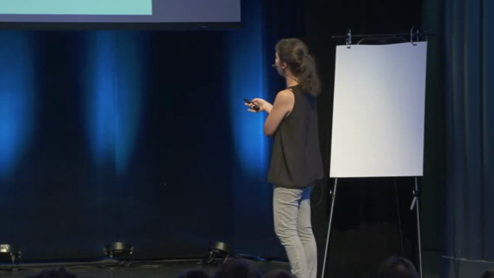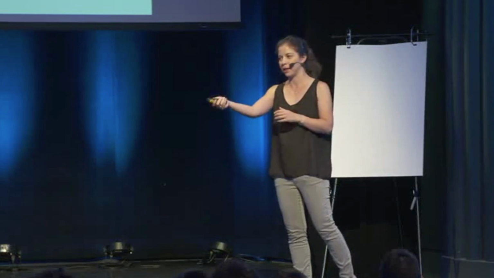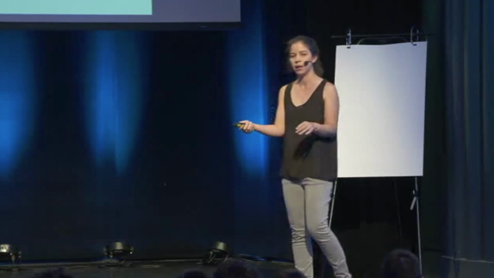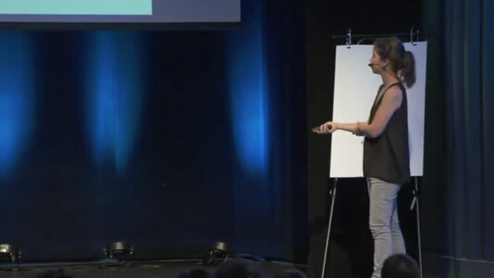Okay, so again, just in the sense of the intuition, this basically means that you need to have this, because this means that future steps do not reduce the entropy that was already accumulated. So if we're thinking of a process where we're slowly accumulating entropy, if in the end the final side information just leaks everything, then we don't have any entropy left.